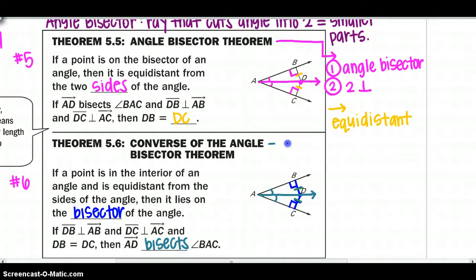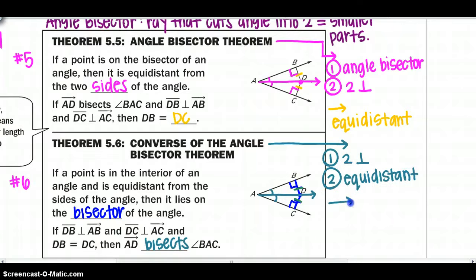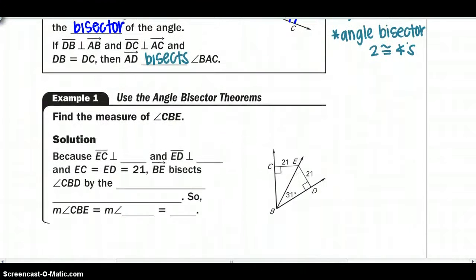So again, an overview of what this really tells me to look for. One, I'm looking for two perpendicular segments. Two, I'm looking for them to be equidistant from the angle. So then I can say that I have an angle bisector that makes two congruent angles. Alright, remember, if you need to stop and rewrite or re-listen to any of this, you can always do that.